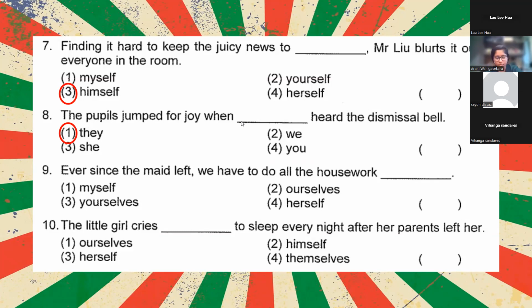So question 9. Ever since the maid left, we have to do all the housework blank. What's the answer? Ourselves. Ourselves, yes, good. Any other answers? Ourselves. Good, very good. So the answer is ourselves. Why is it not myself? Because there's a word we. Yes, very good. It's not singular, so you have to use ourselves, yeah?